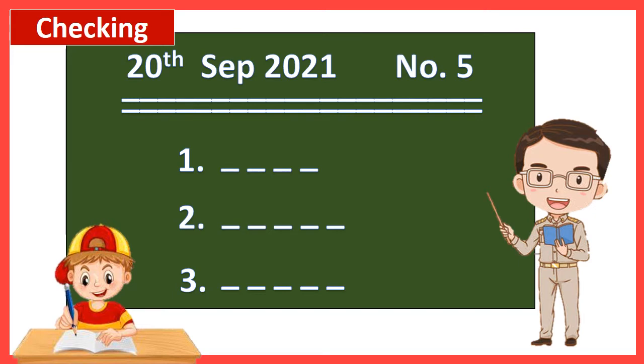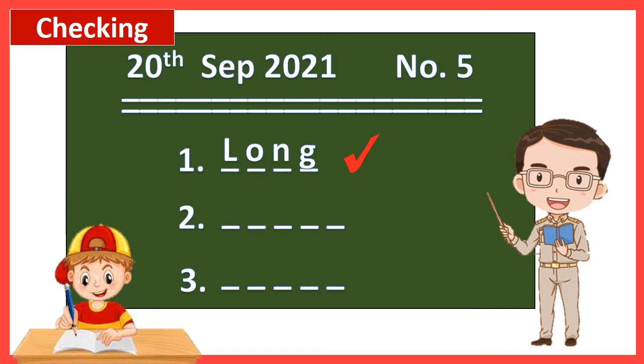Long, long, long. Now let's spell the word long. L, O, N, G. Long. Very good. What about number 2? What is word number 2? The word is short. Good job.